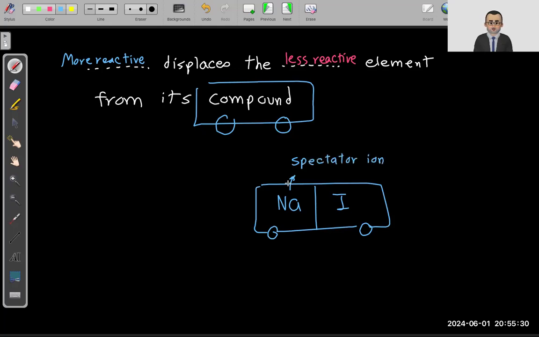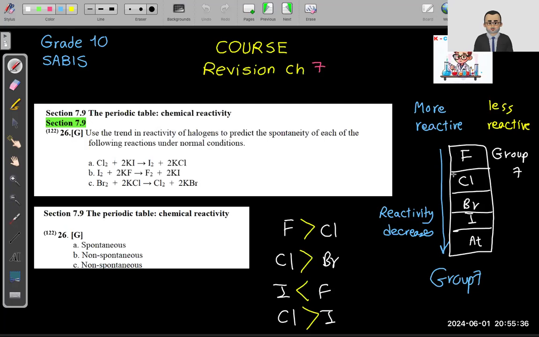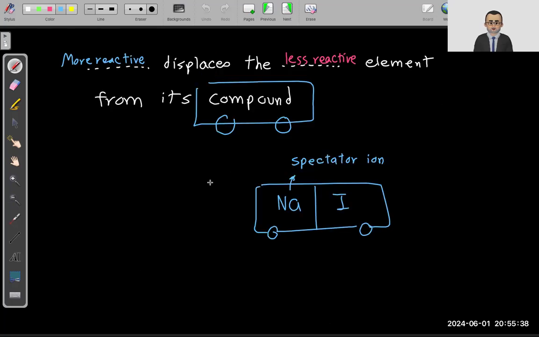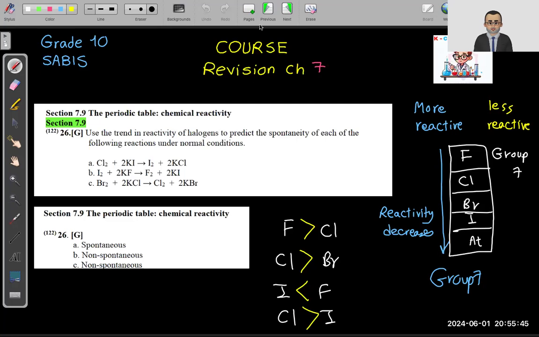What does it mean, spectator ion? It doesn't care whether iodide or chlorine comes here. So the fight is between who? The group 7 elements. Now let's try to see who is trying to come. The one that's trying to come is, for example, you said chlorine and iodine.